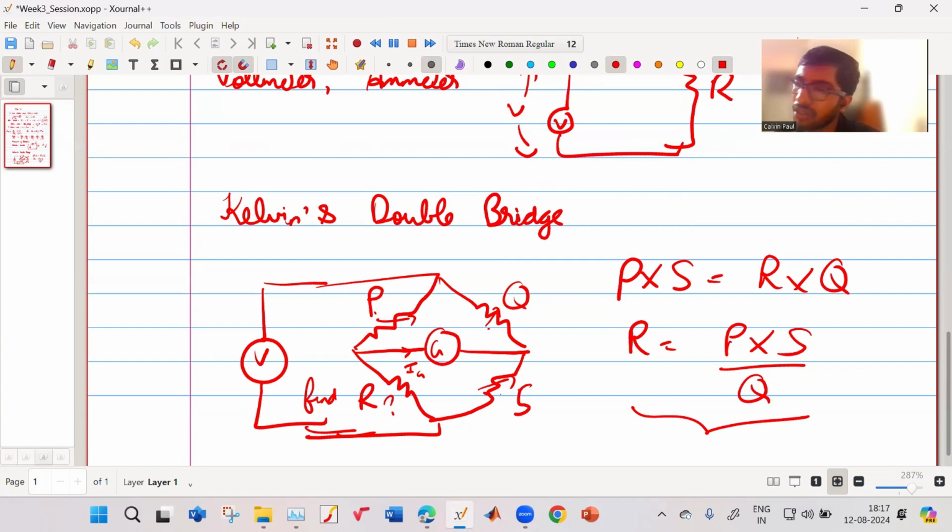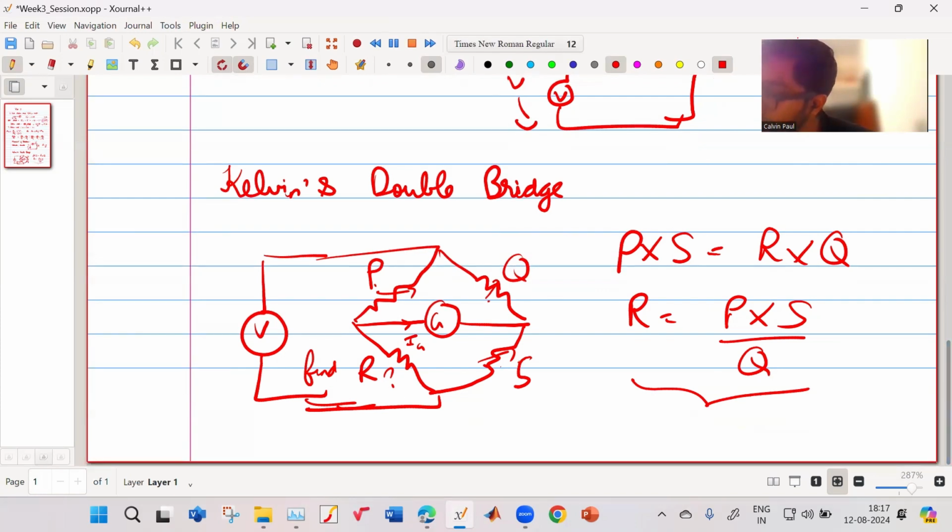So this is a shortcut way if you want to verify if you're confused. This way you can remember. You have to cross multiply the opposite legs of that bridge. Okay, this is the Kelvin's double bridge method, and there are also certain sums which we will be looking into, where we will consider aspects such as what is the resolution of this double bridge, how accurate it is, and what is the sensitivity, etc. We will see. Okay.